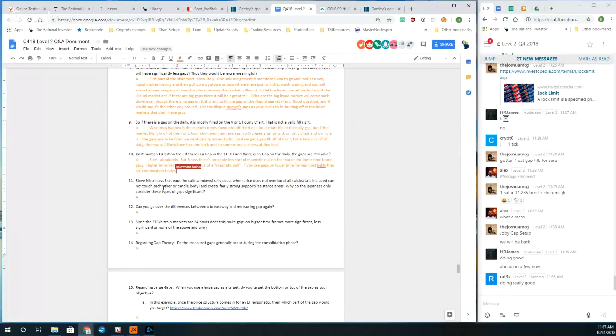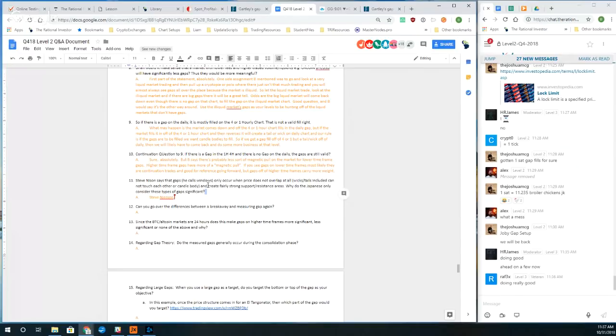Steve Nison says that gaps he calls windows. And keep in mind, Steve Nison is primarily working off of candlestick charts. All right, he's Mr. Candlestick expert. He says windows only occur when price does not overlap at all. Wicks, tails included, cannot touch each other or candle body. Okay. And so in essence, that's our classic bar chart gap, right? And create fairly strong support resistance areas. Why do the Japanese only consider these types of gaps significant?